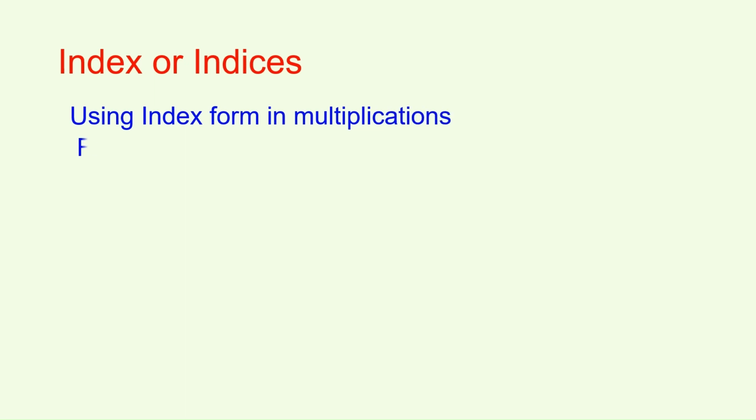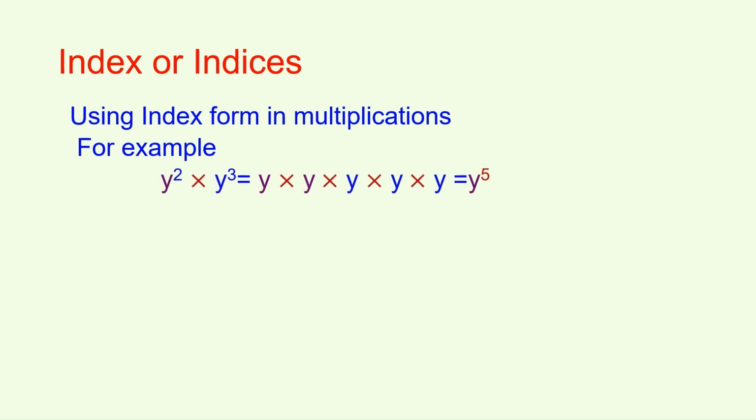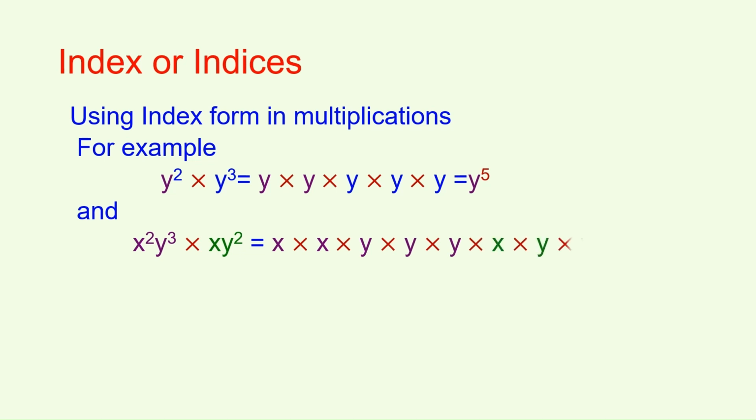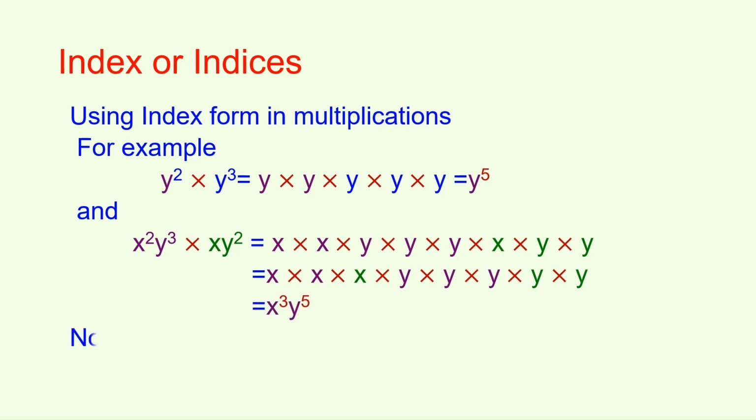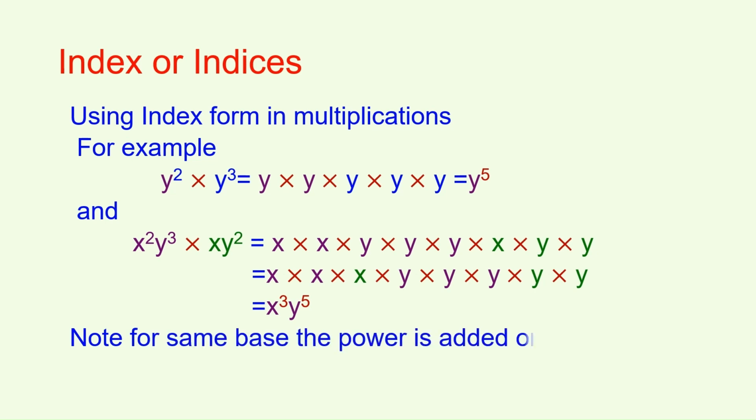For example, y squared times y cubed equals y times y times y times y times y equals y to the power of 5, and x squared times y cubed times xy squared equals x times x times y times y times y times y times y equals x cubed times y to the power of 5. Note: for the same base, the powers are added on multiplication.